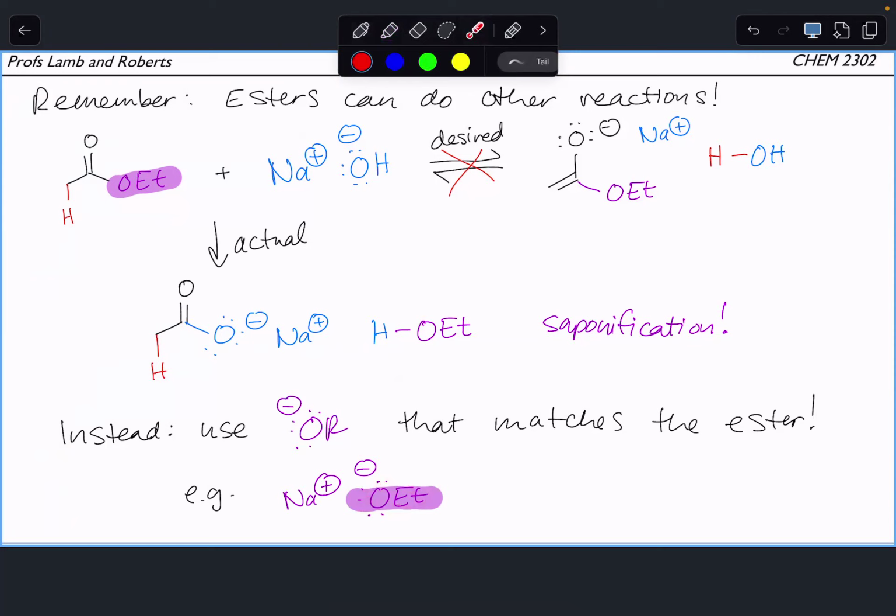So your base, instead of being OH, because that's going to form the carboxylate and then you're stuck. If you use sodium ethoxide, even if it tries to do nucleophilic acyl substitution, you get the same thing back, so it doesn't matter. That's how you get around it: anytime you're using an ester, make sure that your base matches the ester. Questions?